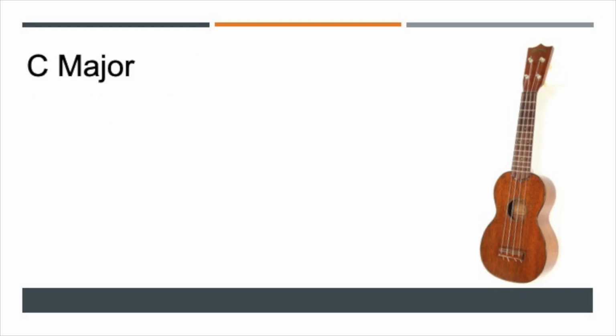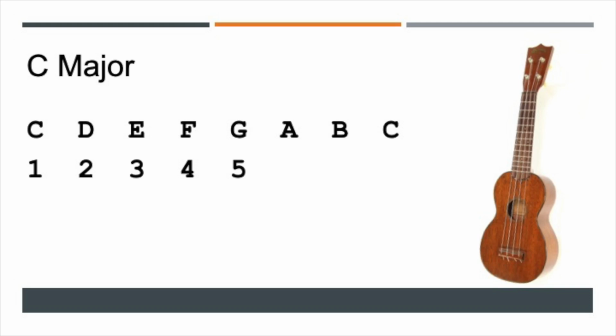So in our key of C major, we have the notes C, D, E, F, G, A, B, and then finally a C again, which is an octave higher than the C we started on. These notes can also be referred to as the scale degrees 1, 2, 3, 4, 5, 6, 7, and either 8 or 1 again. Each of these notes or scale degrees has a triad chord associated with it.